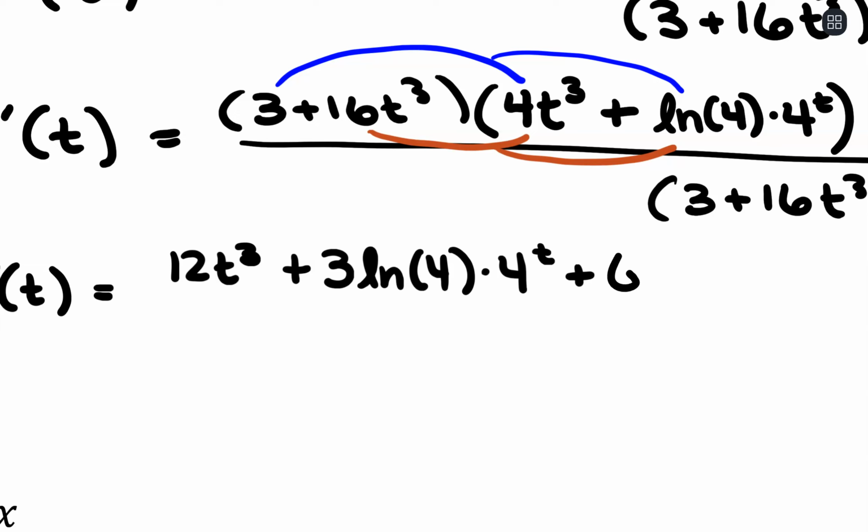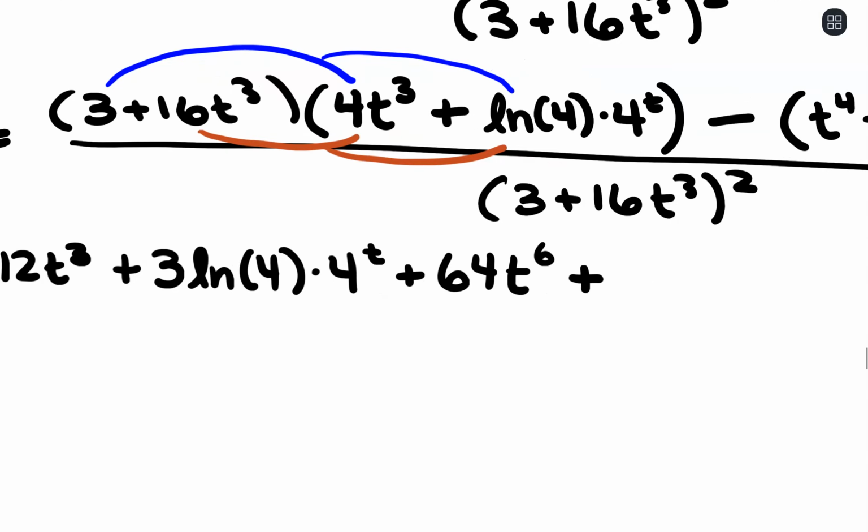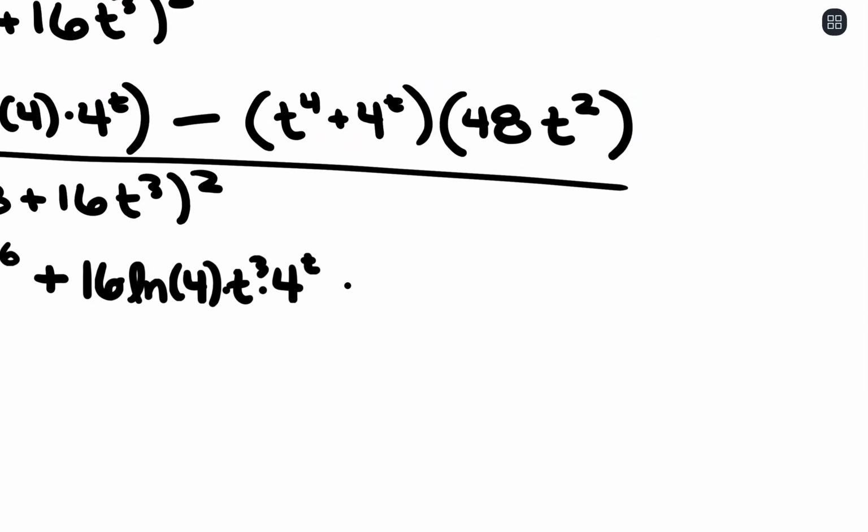is 64. T cubed times t cubed, you add those exponents together, so that's t to the 6th power. And then we're going to have plus 16t cubed times natural log of 4 times 4 to the t. So let's see, we're going to have 16 natural log of 4, and then the t cubed, and 4 to the t. Oof, that's messy. All right, and then minus.